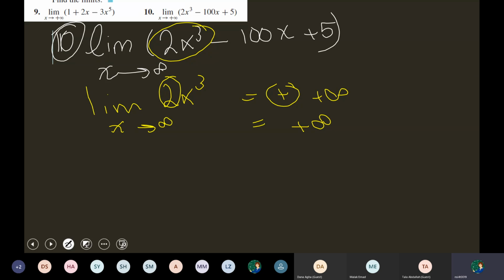Before we talk about limits at the radical, is it clear for the polynomial? Yes, miss. Yes, teacher. Okay.